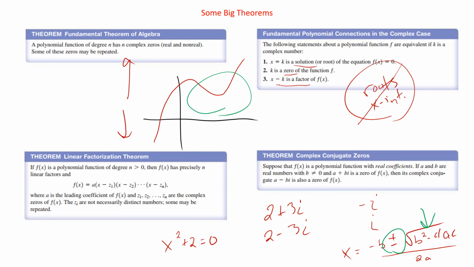And what that means is that complex roots come in pairs. So if we have a 7th degree polynomial, it could have 7 real roots, or it could have 2 complex and 5 real, or it could have 4 complex and 3 real, or it could have 6 complex and 1 real. And so the complex roots always come in pairs.